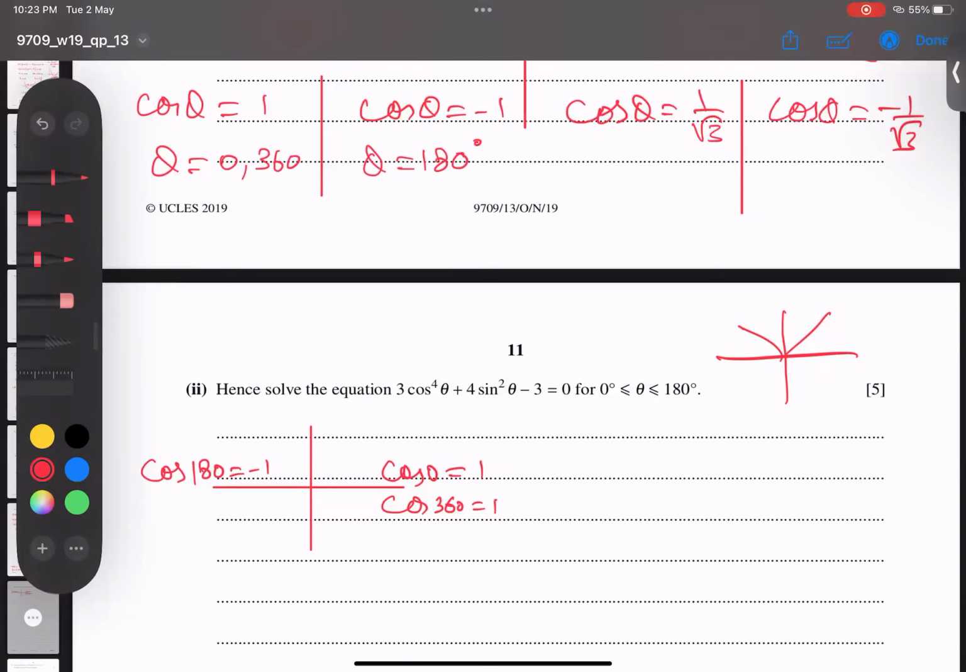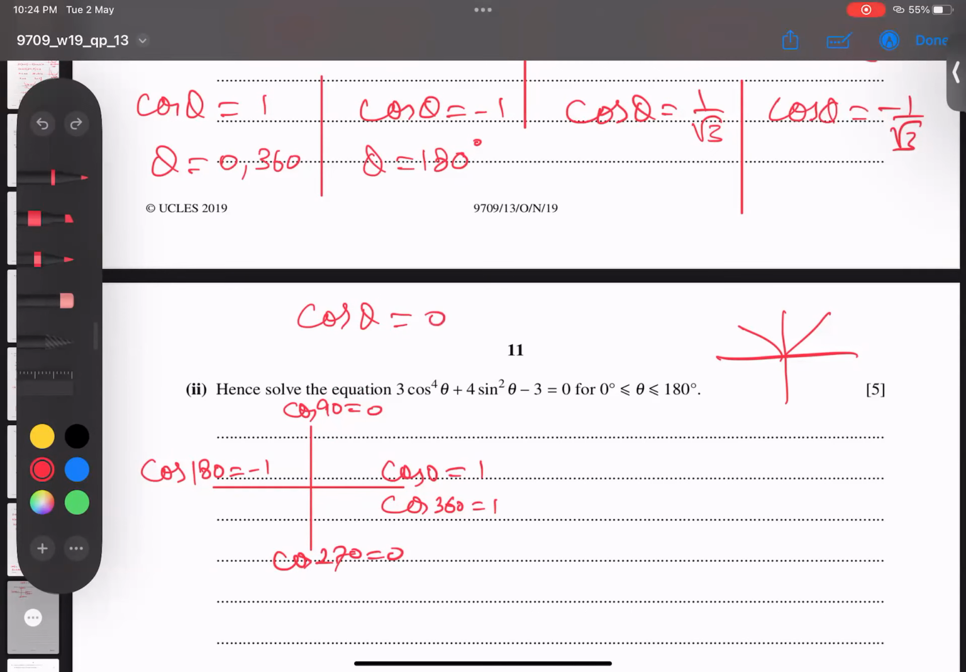I hope you got the idea. So you can see even these positive values become negative. And for your extra knowledge, cos 90 is 0 and cos 270 is also 0. It means if he asks you cos theta is equal to 0, the answers are 90 and 270. I hope the concept is very clear. So this is the extra knowledge for you.